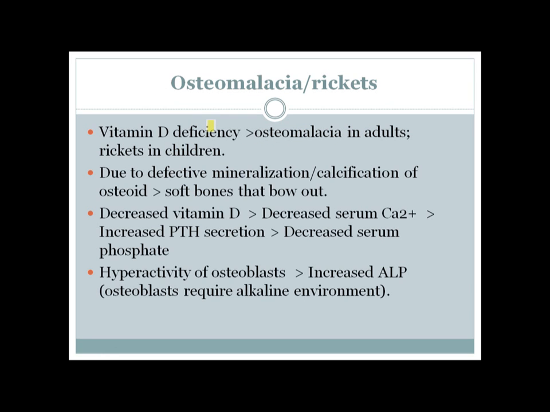So here I put something about osteomalacia or rickets, and this occurs due to defective mineralization or calcification of the osteoid matrix. Now the bones are no longer strong enough, so they become soft, and they cannot take all the weight, so the bones become bent or they bow out.